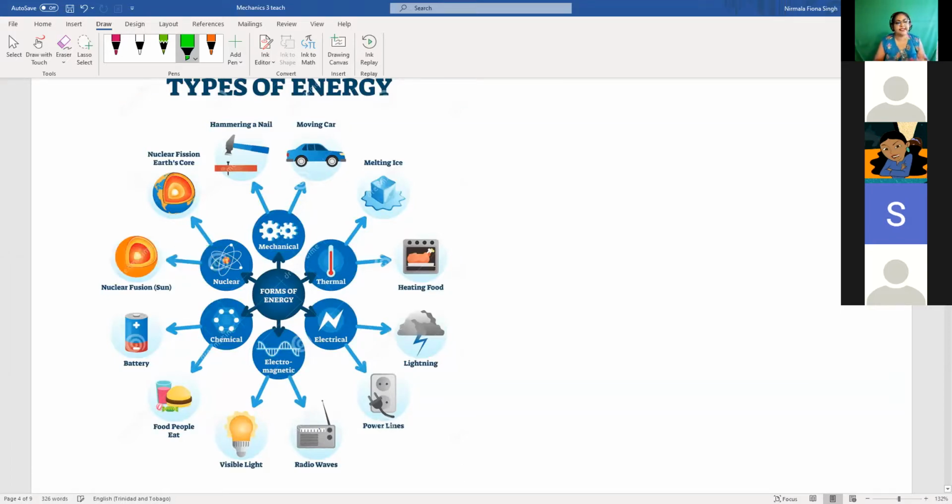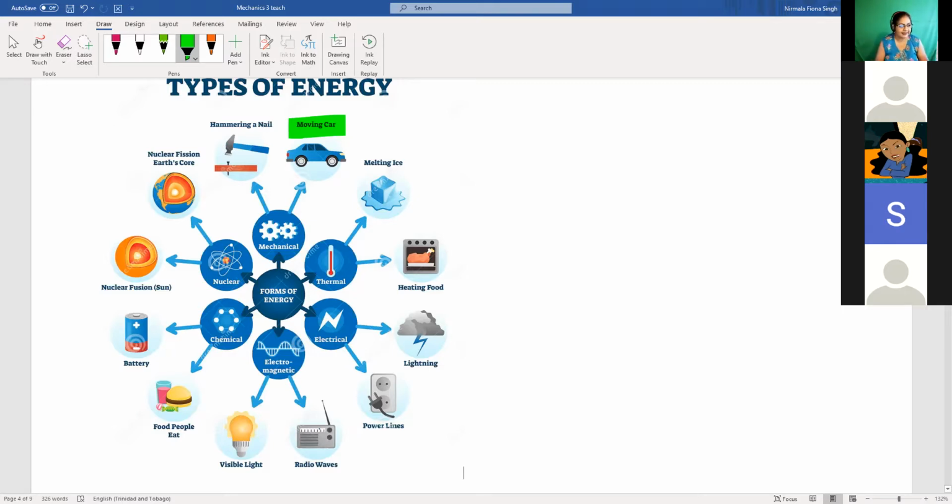So let's look and see the different types of energy we have. Now, this is a really simple diagram. There are far more different types of energy if anybody can think about it. Sit down and think about where energy comes from, or where you can see energy being utilized. So let's start from the top. A moving car is mechanical energy, because mechanical energy is the energy found within moving systems.